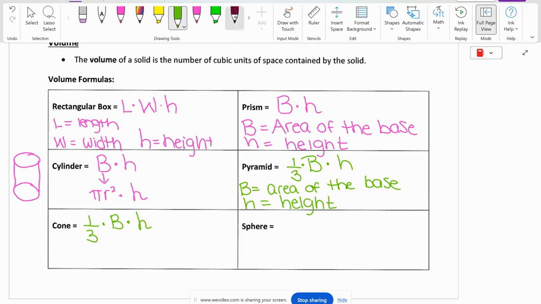And lastly, the volume of a sphere is going to be 4/3 pi r cubed.